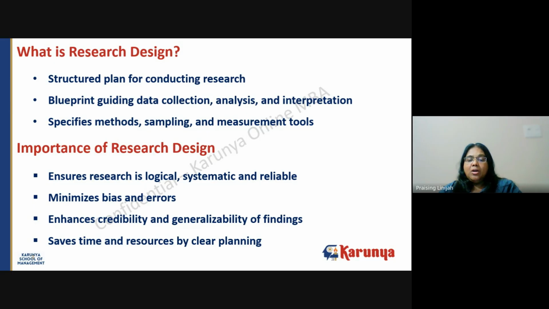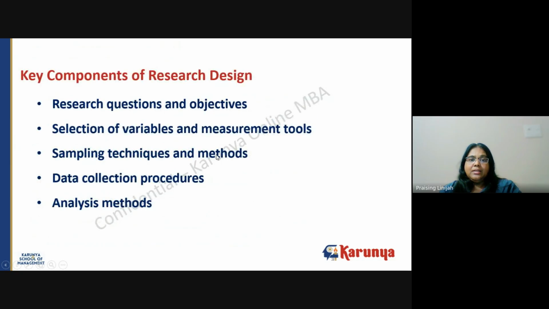So, what are the key components of research design? First, let's start with research questions and objectives. When we talk about objectives, what exactly are you trying to find out? For example, what factors influence customer loyalty in a retail store? If you could recollect the example which we were touching upon, just think about the objective or the question that you want to raise. What are the factors that really influence customer loyalty in a retail store?